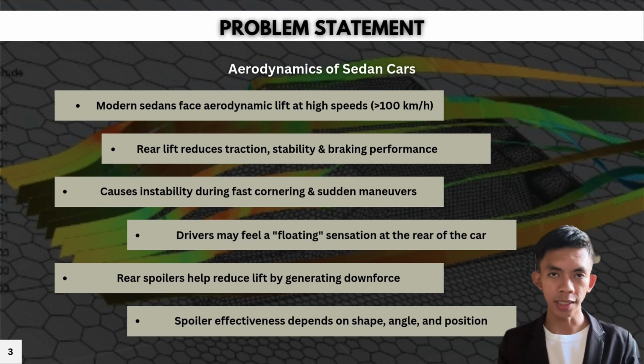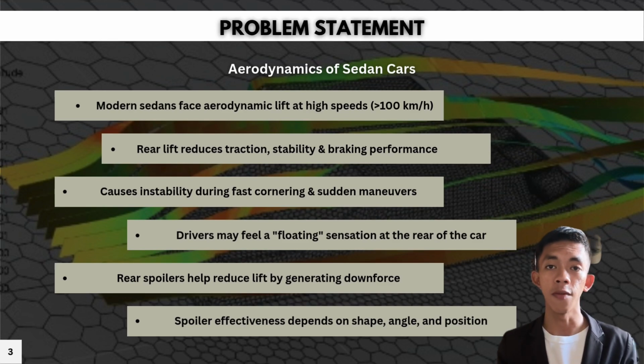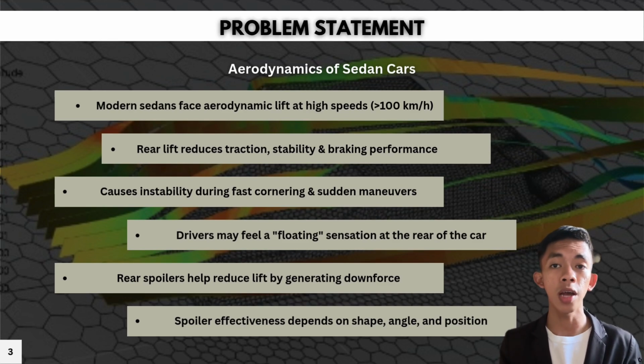Alright, so for the problem statement, as vehicle become faster, aerodynamic force have a bigger impact on performance and safety. One of the main problems for the modern sedan at speeds above 100 kilometers per hour is the generation of rear lift. When this happens, the vertical force pushing down on the rear wheels is reduced. This affects tire grip, braking performance, and overall handling, especially during sharp turns or sudden movement. Drivers may experience a floating sensation, making the vehicle feel unstable and harder to control.